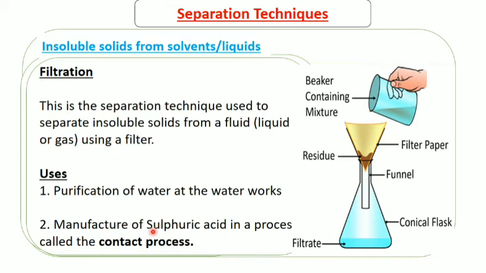So the dust particles are going to remain, they'll be trapped. Then the gas is going to penetrate. So that's one use of filtration: manufacture of sulfuric acid in a process called the contact process. Before we make sulfuric acid, we have to make sure that what is used to make it, which is sulfur dioxide, is clean. So this is one of the separation techniques that are used to separate insoluble solids from solvents or liquids.